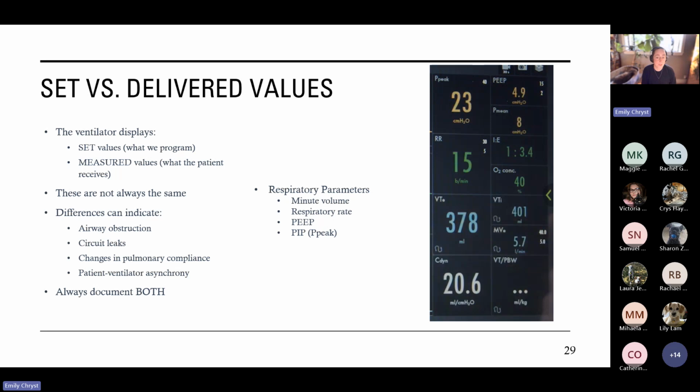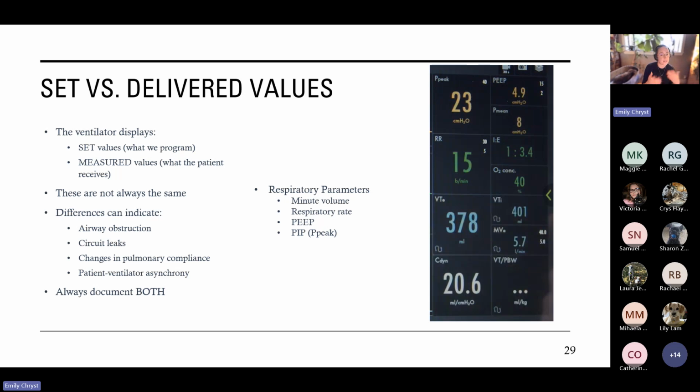A really common example of this is respiratory rate. We're going to set a respiratory rate, but in a lot of ventilation modes, it's going to allow patients to take breaths. We set a respiratory rate of 10, and they're measuring a rate of 15. That means the patient's taking 5 spontaneous breaths per minute. It's really good information.